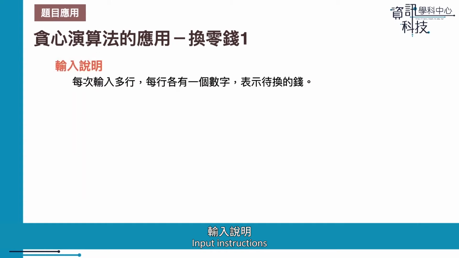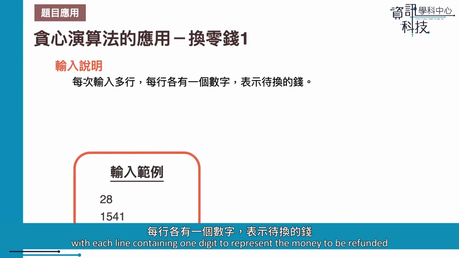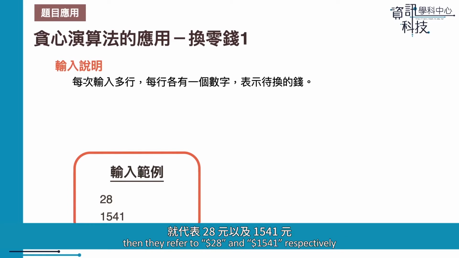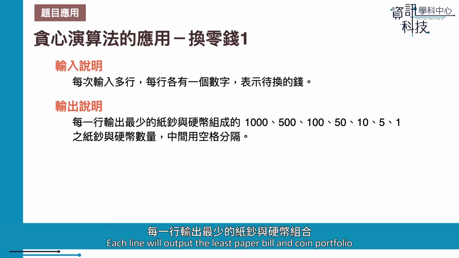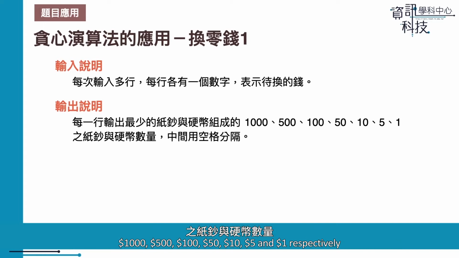Input instructions. Input several lines at a time, with each line containing 1 digit to represent the money to be refunded. For example, if the input examples are 28 and 1541, then they refer to $28 and $1,541 respectively. Output instructions. Each line will output the least paper bill and coin portfolio. Sequentially, they represent the quantity of paper bills and coins in the face value of $1,000, $500, $100, $50, $10, $5, and $1 respectively. They are separated by a space.